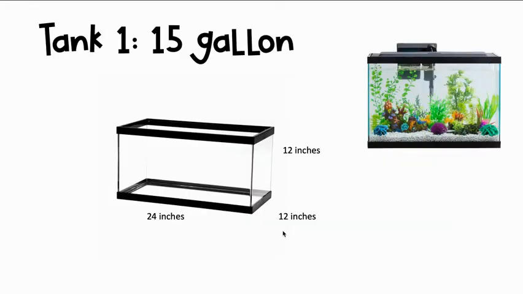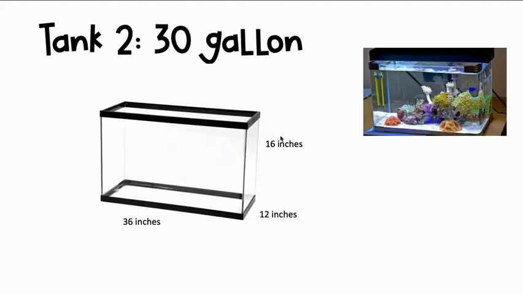All right, tank 1, 15 gallon. Here is a realistic picture of it, and here is your diagram. You have 24 inches, 12, and 12. Find the volume of this figure and write it down now. Tank 2, we have a 30 gallon tank. All right, so we have 36 inches for the length, 12 inches for the width, and 16 inches for the height. Find the volume now.